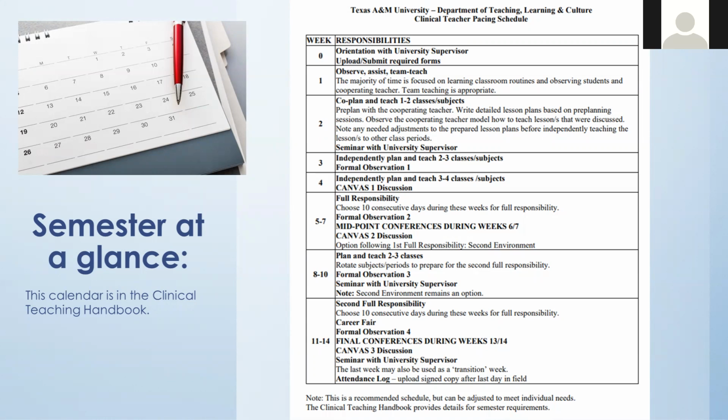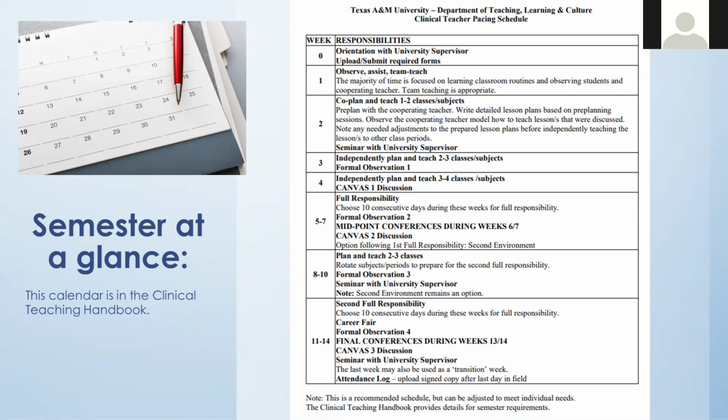Week 2, I like to have them co-plan, teach 1 or 2 classes or 1 or 2 subjects. Make sure you give them good feedback after they teach their lessons so that we can catch any mistakes and provide opportunities for growth early on. I'll have a seminar with them to talk to them about their lesson plans around this second week. Then in week 3, they'll independently plan and teach 2 to 3 classes or subjects, and I'll come in and watch them for their first formal observation.